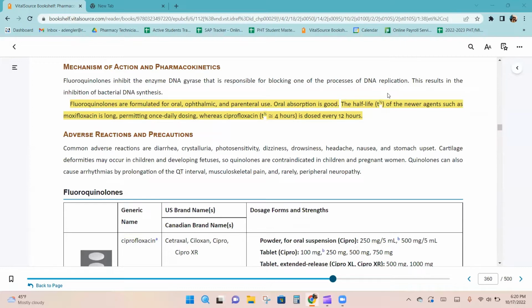Fluoroquinolones are formulated for oral, ophthalmic, and parenteral use. Oral absorption is good. The half-life of the newer agents, such as moxifloxacin, is long, permitting once daily dosing, whereas ciprofloxacin is dosed every 12 hours.